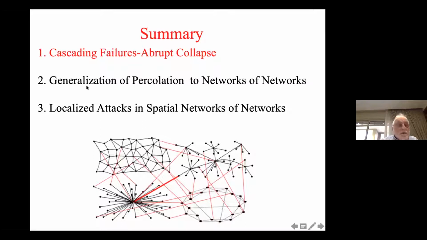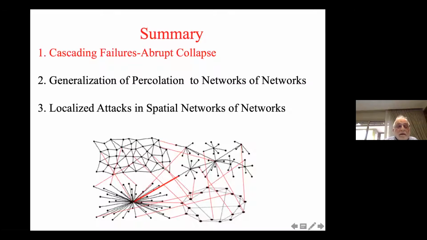This is what I will show in a second, and then I will go to the last one, which is very important also, a new type of failure, which we call localized attack in spatial network of networks. Usually infrastructures are in space, not only infrastructure in space. For example, the brain network is also in space, in 3-dimensional space. Infrastructure is usually in 2-dimensional space, like the transportation system. And now the percolation becomes very different.